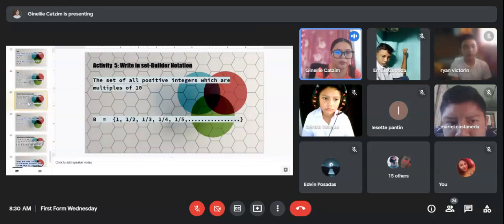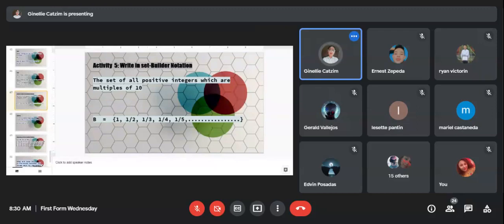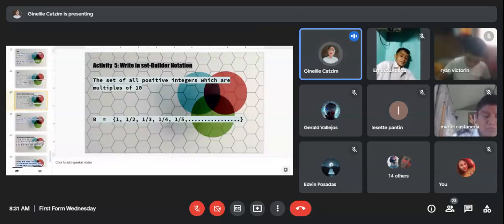Now it's your turn. These are also found in your assignment. Now, before starting the concepts, I guided you, so let me see what you can do. We have the set of all positive integers which are multiples of 10. And we have B equals 1/2, 1/3, 1/4, 1/5. How would we represent those in set builder notation?